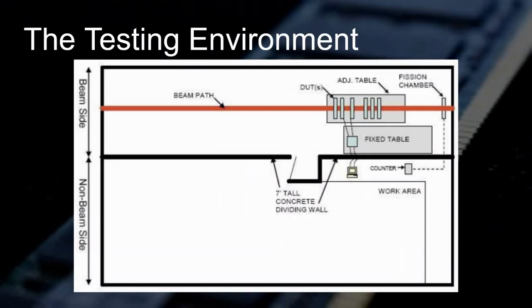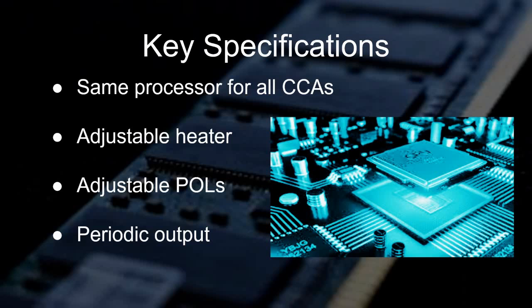The scope of our project includes this testing environment. As you can see, there is a beam path which passes through several DUTs that are placed on a table. Those little blue rectangles you see on the ADJ table are our circuit card assemblies. You can also see that there is a fixed table where power supplies and other peripherals will be attached. And finally, there's a 7-foot concrete wall, behind which is our software running on a Linux distro. This 7-foot concrete wall is for the protection of the user who is interfacing with the software.